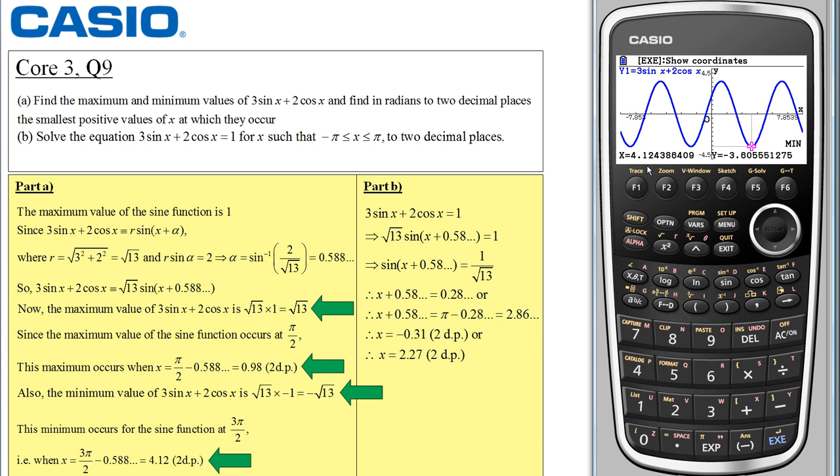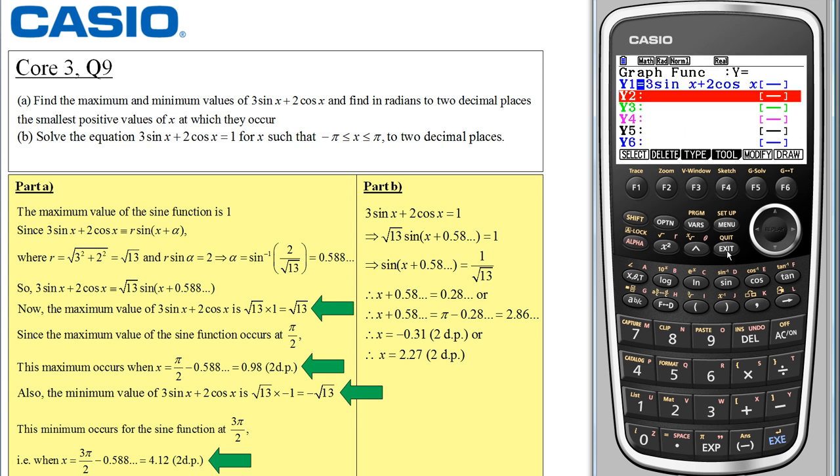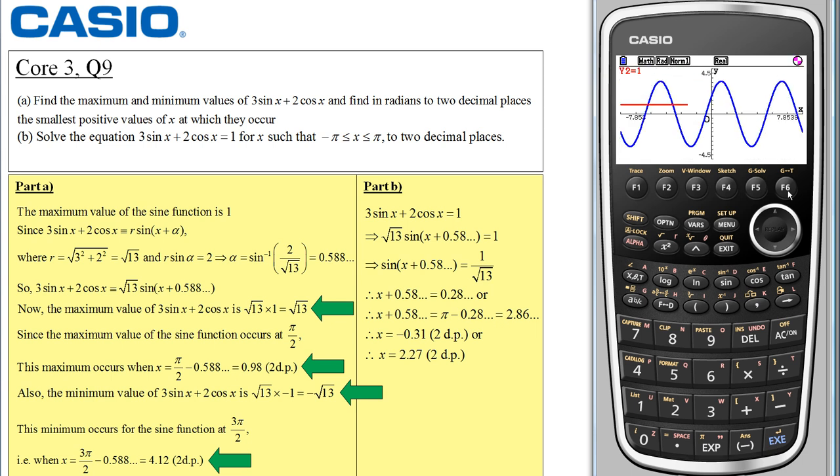According to my calculations in part B, I found x to be minus 0.31 or 2.27 to 2 decimal places. If I go back and exit, the other function I need to plot is simply y equals 1, because it's the right hand side of this equation. So if I select execute and F6 to draw, I can now look at the points of intersection.